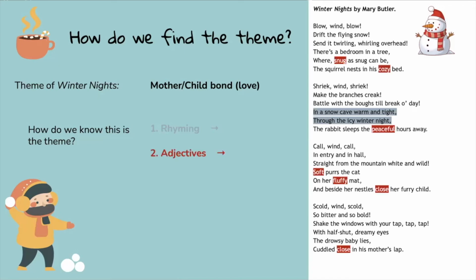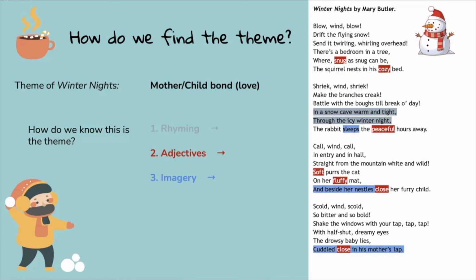Next, we can see that all the adjectives create the scene of peace and nurturing. Words like peaceful, snug, and cozy provide us with the sense that the mother and child are comfortable with each other. It is a sense of home. Going along with adjectives, they create the imagery of the poem. In the 18th line, specifically, it reads, "And besides her nestles close her furry child." This is a direct connotation of the theme, as it is nurturing, heartwarming, and sensitive.